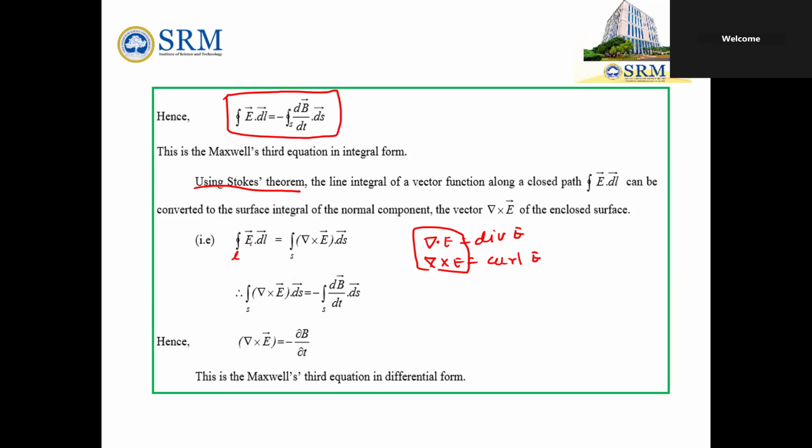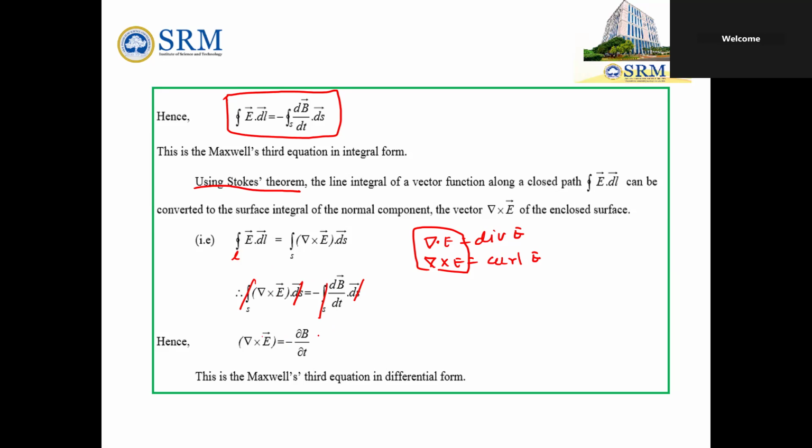Now we substitute this value: the line integral of E dot dl is equal to the surface integral of curl E dot ds. Substituting the value, this is equal to minus the surface integral. The integrals must be equal, so ds and ds cancel each other. Therefore, curl E is equal to minus dB by dt. This is the differential form.